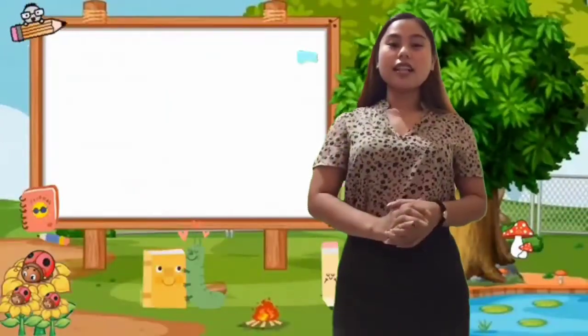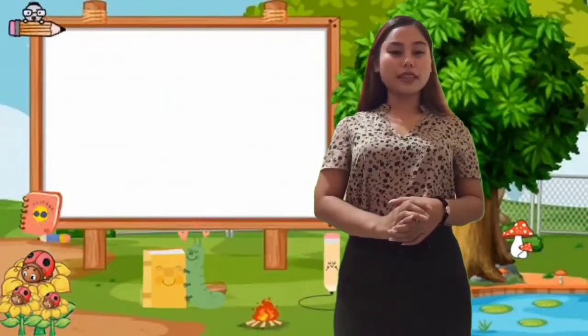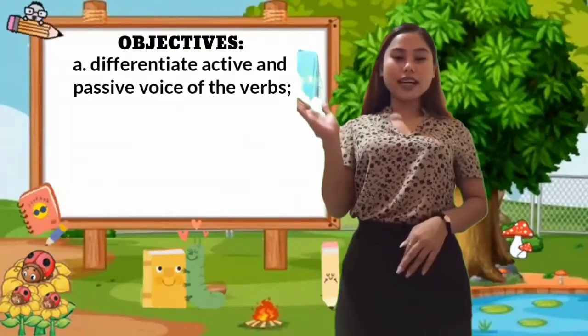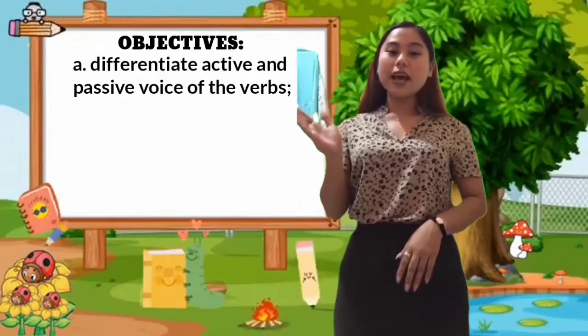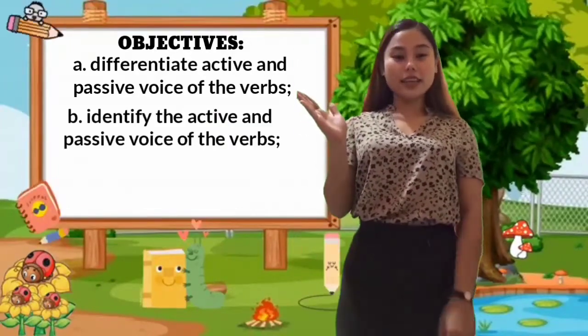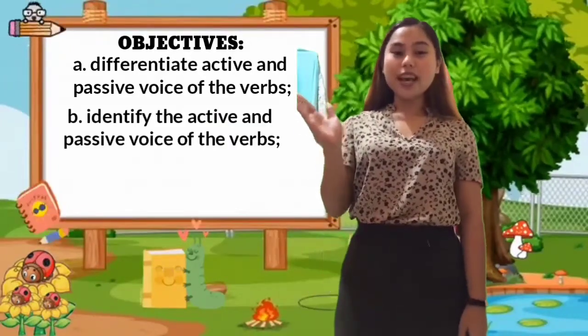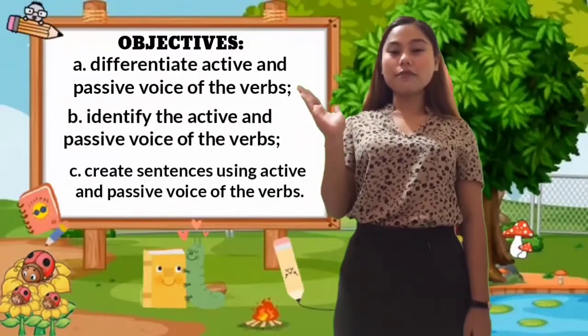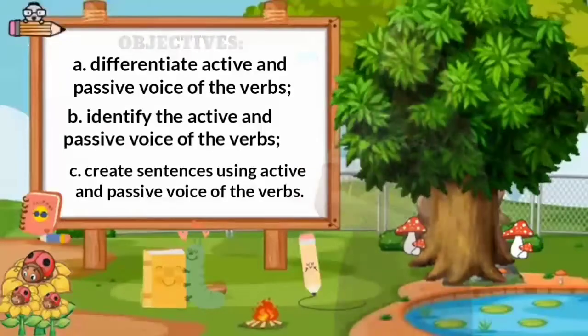Before we start, let me first show you our objectives for today's lesson. A. Differentiate active and passive voice of the verbs. B. Identify active and passive voice of the verbs. And C. Create sentences using active and passive voice of the verbs.